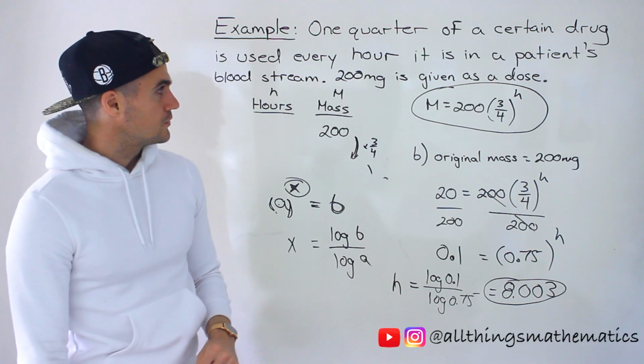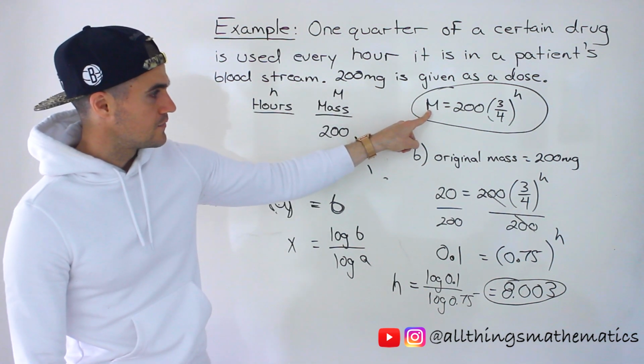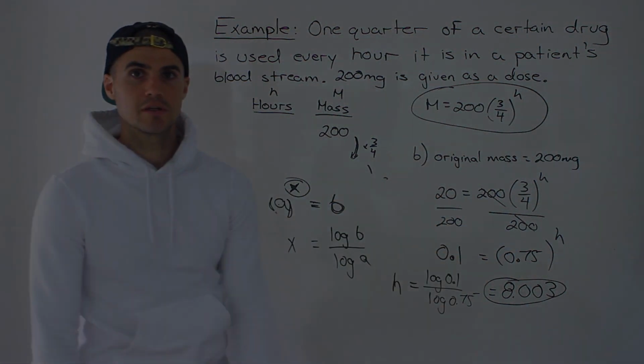All right, so this here is the equation, that's part A, and then how long does it take to get to 10%? Approximately 8 hours.